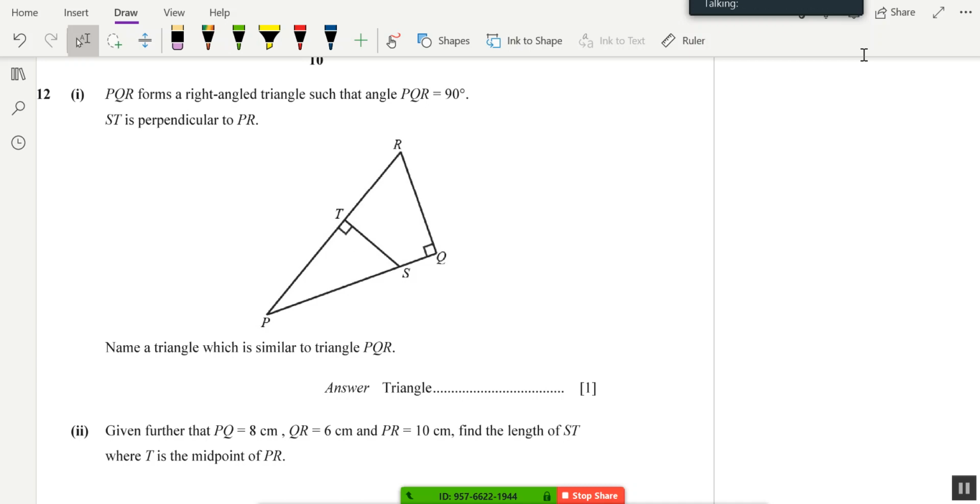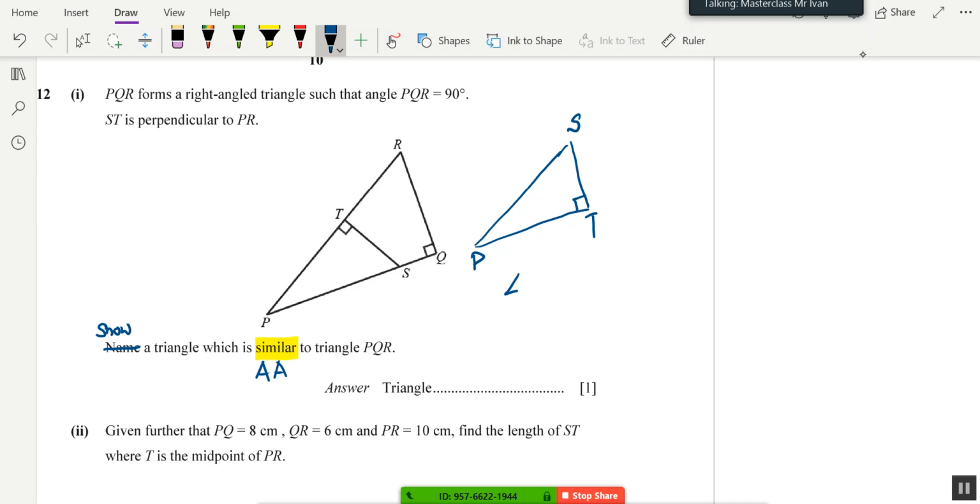Okay, this question I don't want you to name, I would like you to show. What is the easiest way of showing similar triangles? Always use AA. That means just prove that two angles of the triangles are equal. What I would like you to do is always draw the smaller one on the outside. That is the same shape but different size. Okay, this one is T, this one is S, and this one is P.